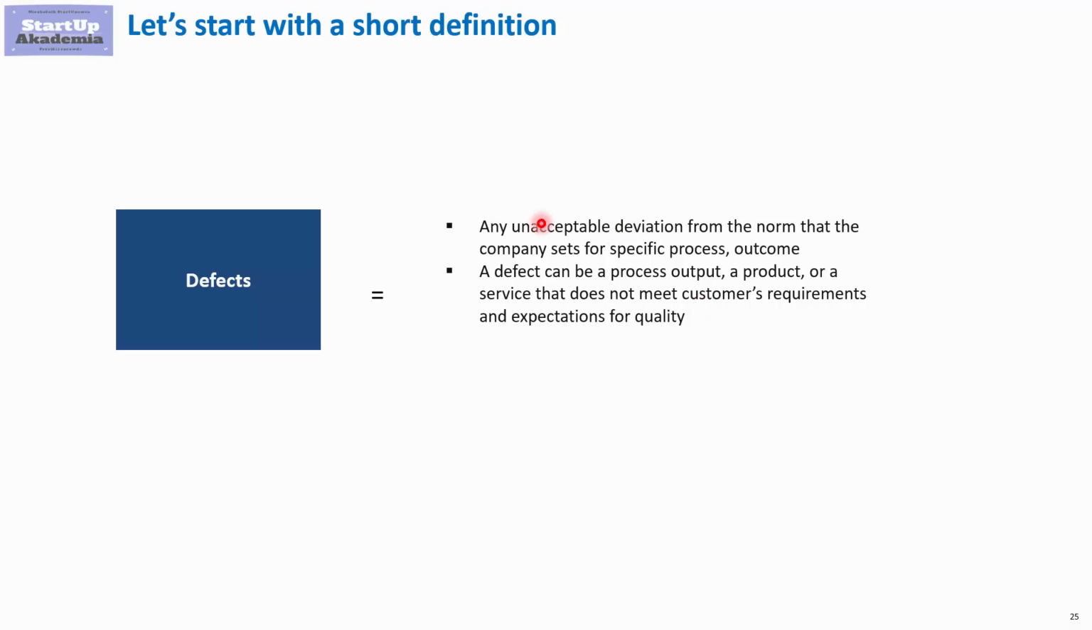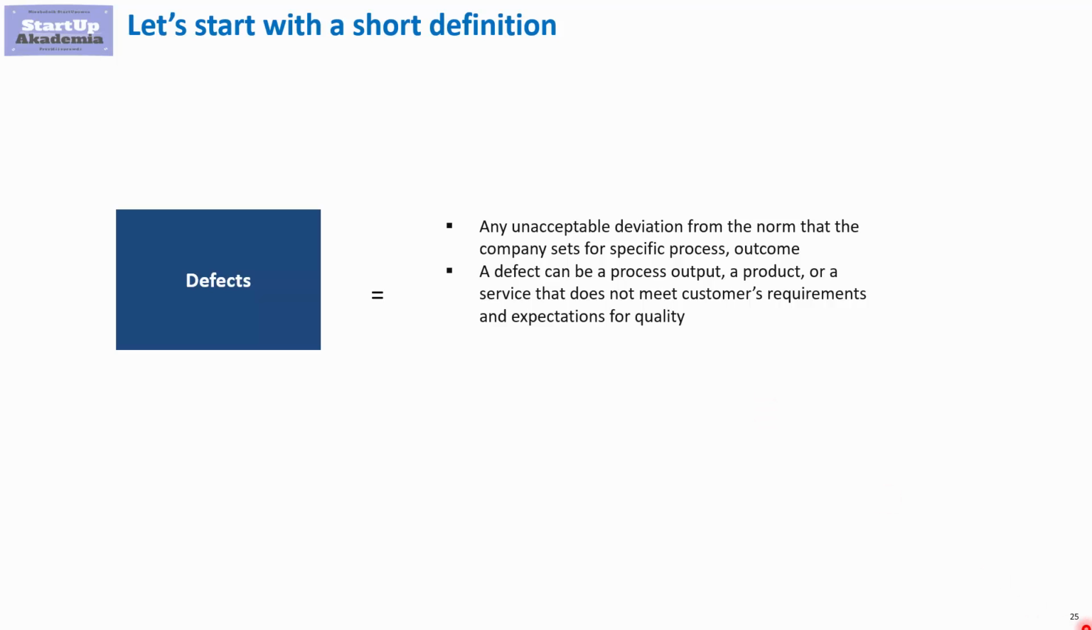In most cases, the defect is process output, in other words, a product or a service that does not meet customer requirements and expectation for quality. Bear in mind that for every process, the customer will be a different person. And also, you should not forget that we can have internal customers as well as external ones. So whenever you have a process, you have to define first of all who is the customer, then what a good output is and what a bad output, in other words, defect is.